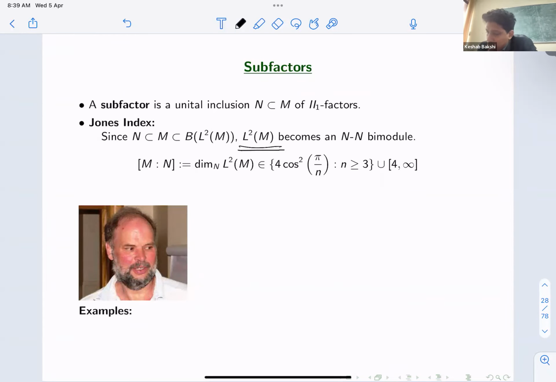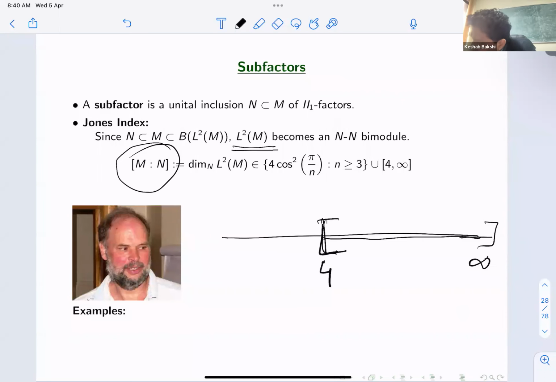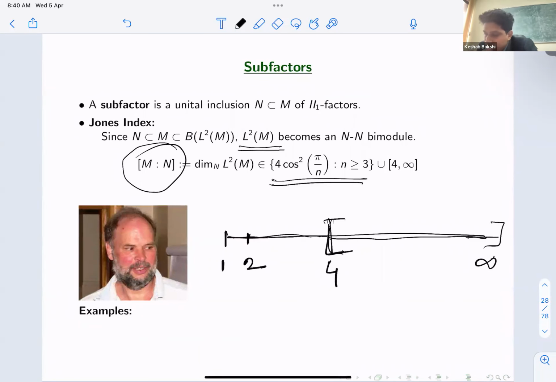But the groundbreaking idea is that in that same paper, he answered what the possible values of the index are. There is a strange rigidity. After 4, it takes all values in the half line from 4 to infinity. But before 4, it takes only discrete values, 4 cos^2(pi/n). The first value is 1, and the surprising thing is that the next value is 2. In between 1 and 2, there are no values. It continues like that, 4 cos^2(pi/n). And also the index is 1 if and only if N equals M.